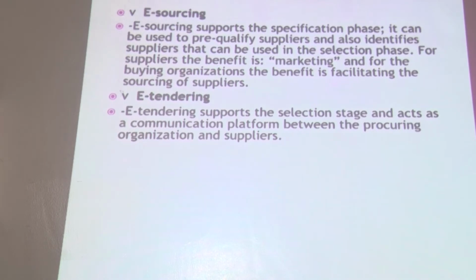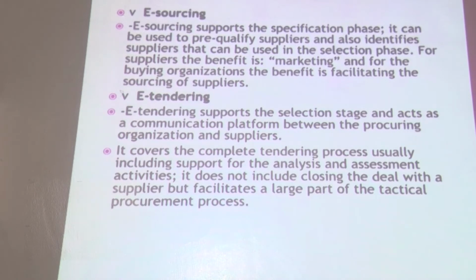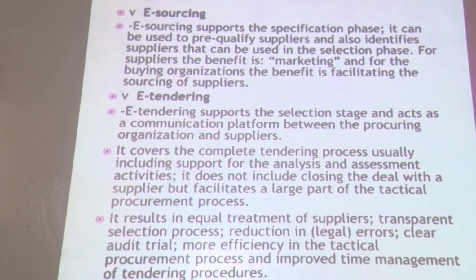The other thing that we are going to talk about is e-tendering. E-tendering supports the selection stage and acts as a communication platform between the procuring organization and suppliers. E-tendering allows the organization to select various suppliers through what is called competitive bidding. It covers the complete tendering process, usually including support for the analysis and assessment activities. It does not include closing the deal with a supplier, but facilitates a larger part of the tactical procurement process.